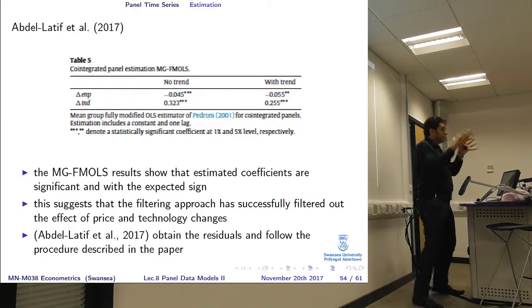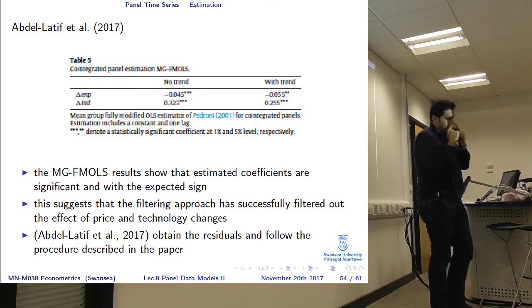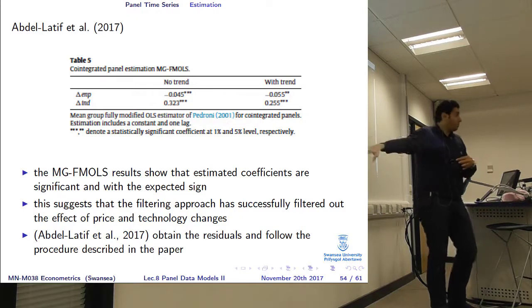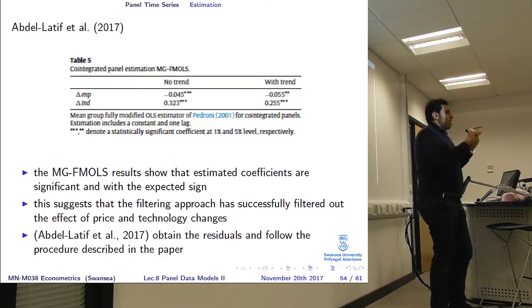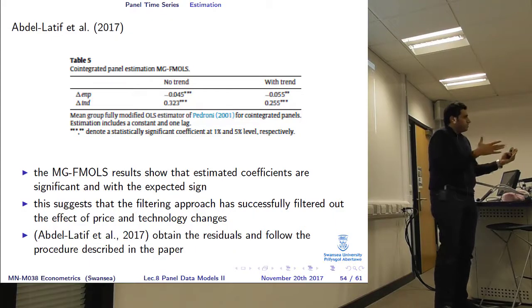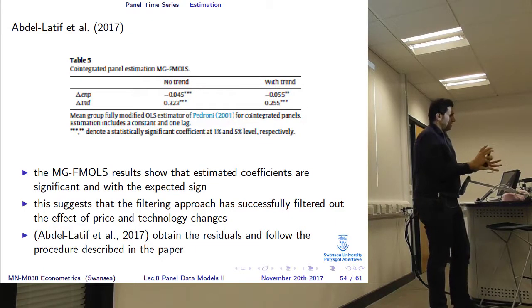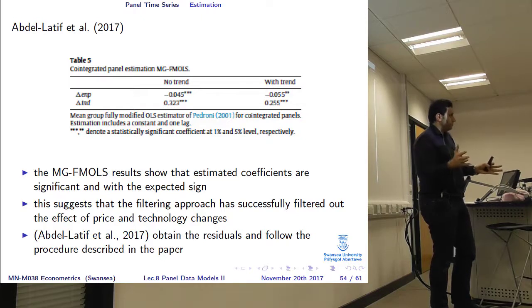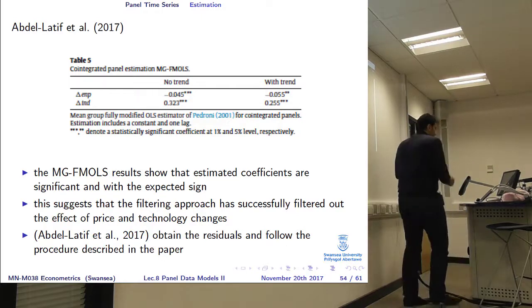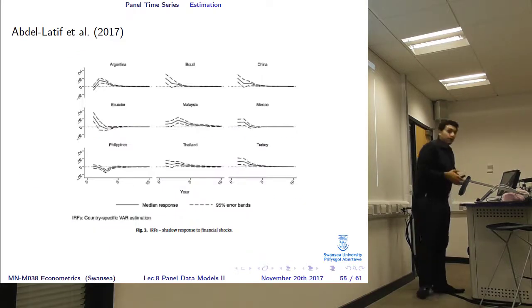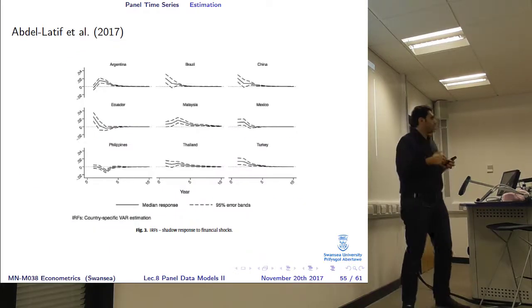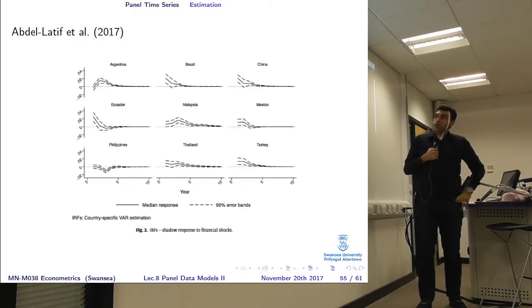So now we estimated the size of the shadow economy using panel cointegration, from the residual from this equation. Now all of this was just to measure the size of the shadow economy. And then to answer the question, how this responds to financial crisis, we use country-specific VAR models. We covered VAR models before. And these are the responses.